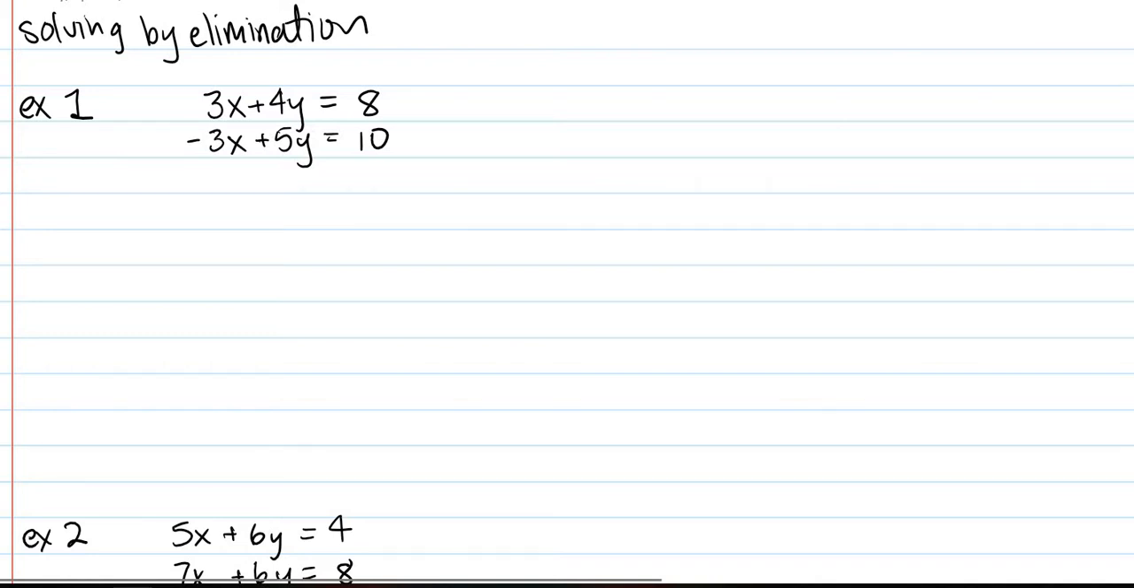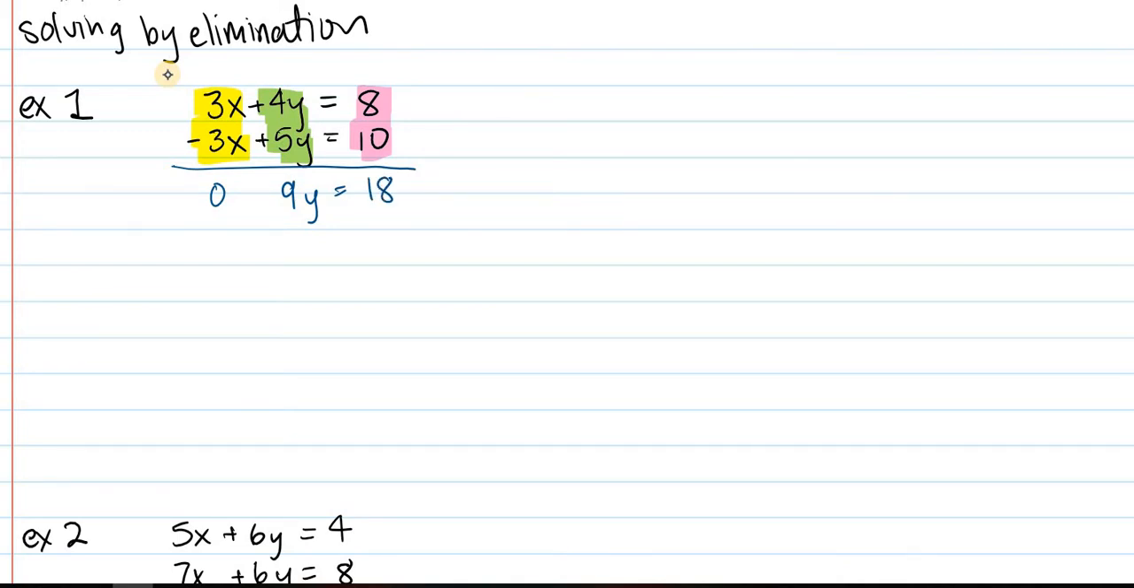We notice that all of our values are already stacked up. So the x's are on top of x's, the y's are on top of y's, and the constants are on top of constants. And in this situation, we're good to go because in this yellow highlighted area, the x's will eliminate if I just add those columns. So if I go ahead and add the yellow column, these things eliminate and I get 0. If I add the green column, I get 9y. And if I add the pink column, I get 18.